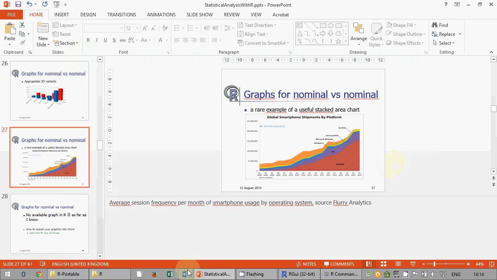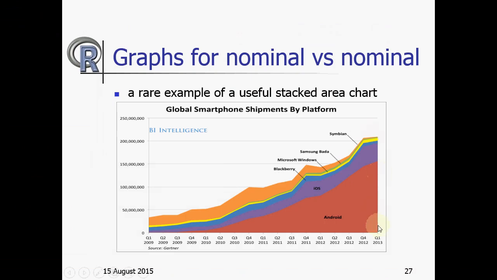Average session frequency per month has a high average session frequency. But how much? No, this is global smartphone shipment by platform. How much Android is shipping today? But how much has it shipped in total during its existence? Because it's the area which is highlighted here.